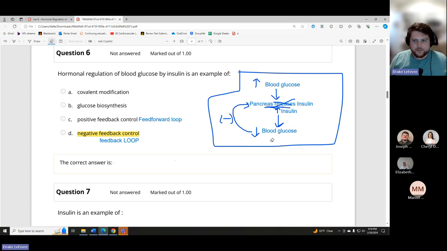Okay. Does that make sense? Yes. Sweet. Yeah, so like I said, most of the time with hormones, we're going to look for this negative feedback control.